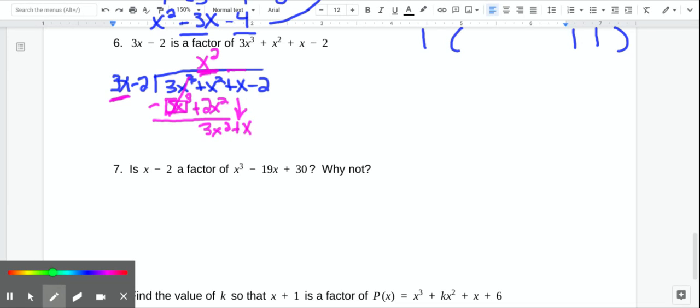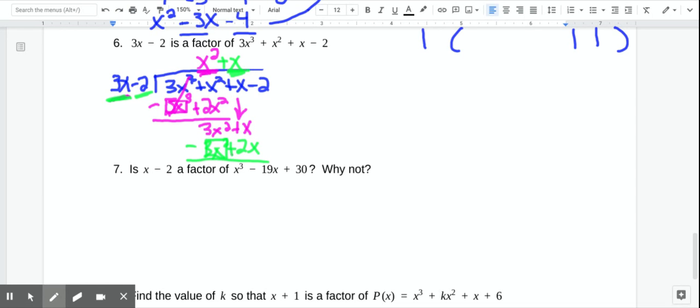All right. My next goal is to get a 3x squared. So I'm thinking, what times 3x gives me 3x squared? I just need an x. So x times 3x is 3x squared. And x times -2 is -2x. Draw the line and change the signs. And that gives me 3x. And we'll drop the -2.